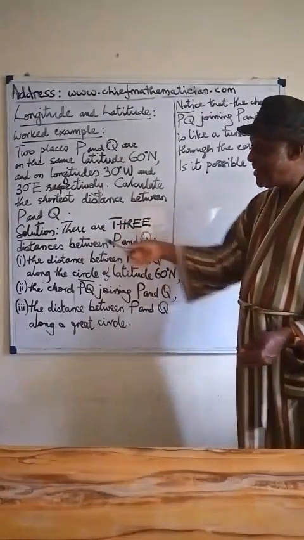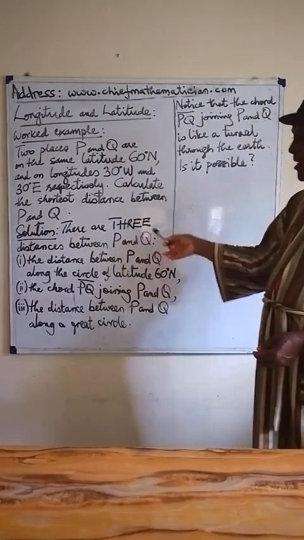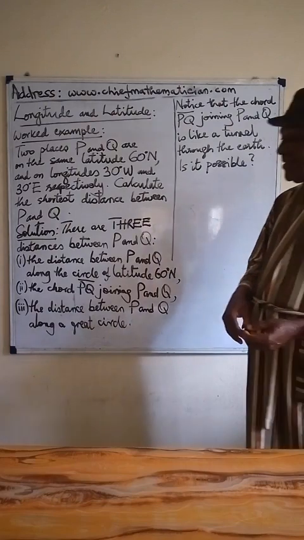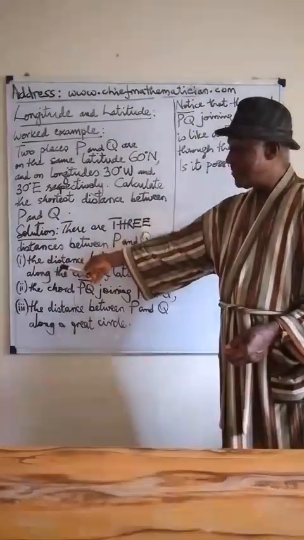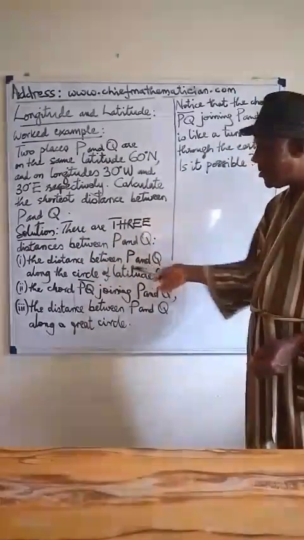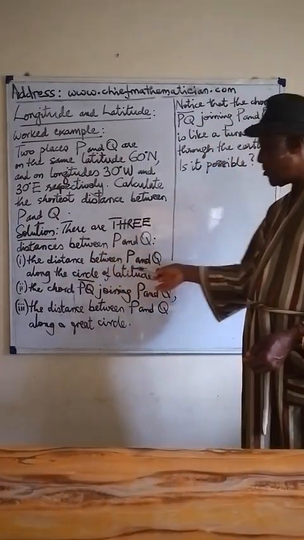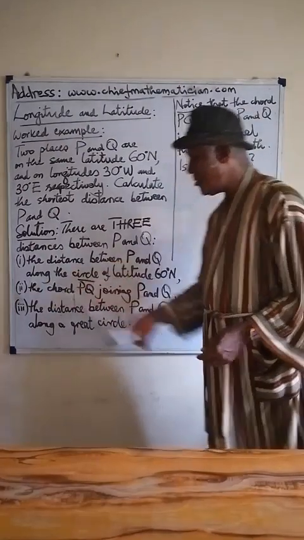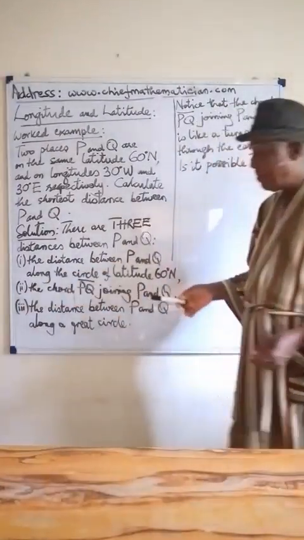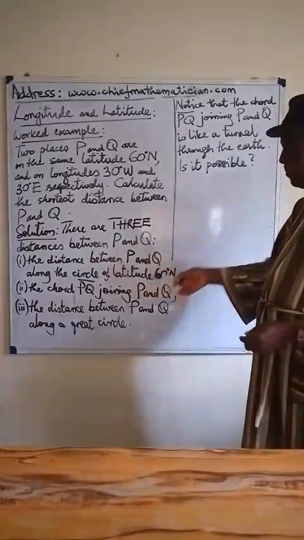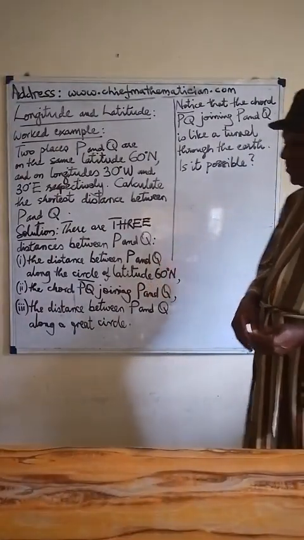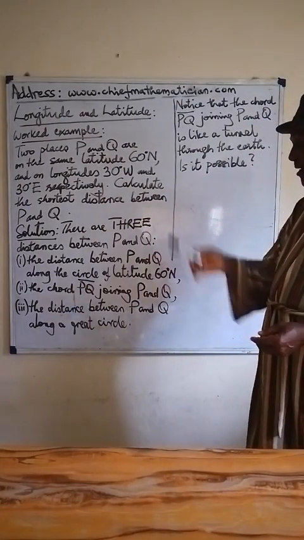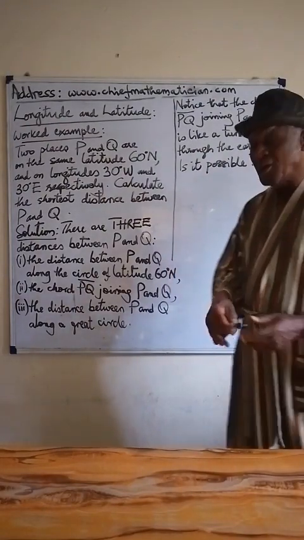There are three distances between P and Q. What are they? 1. The distance between P and Q along the circle of latitude 60 degrees north. 2. The chord PQ joining P and Q. 3. The distance between P and Q along a great circle.